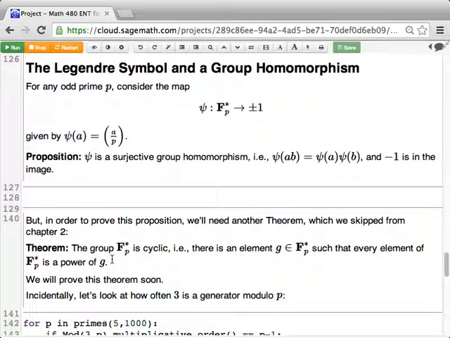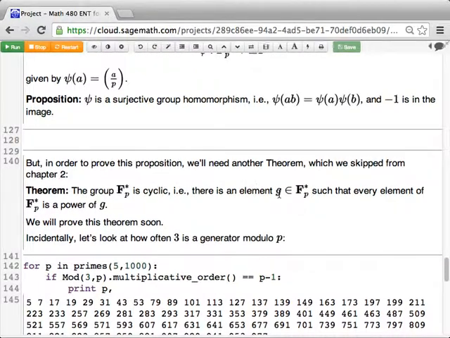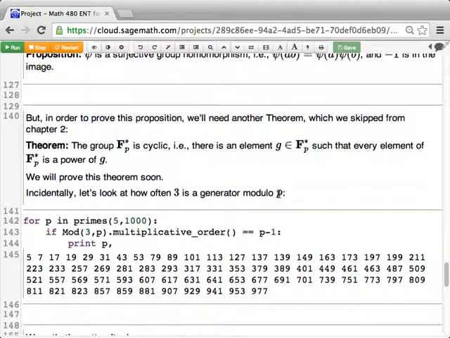And then a theorem, which I've now stated like 50 times today: the group Fp star is cyclic. That is, there's an element g in Fp star such that every single element in Fp star is a power of g. So you take any prime p at all, and there will be a number that generates it. And just to get a sense of this, if you take the number 3, this command tells whether or not 3 generates the numbers mod p.